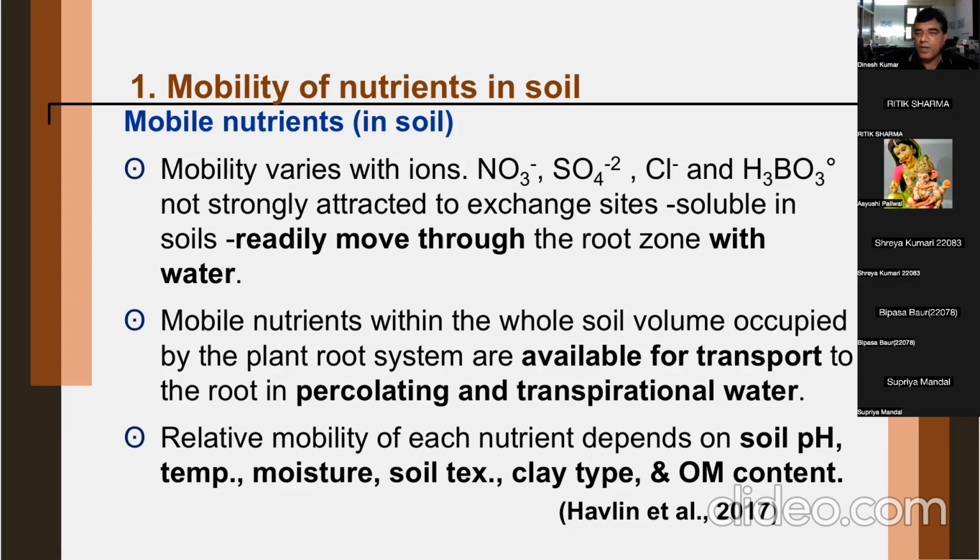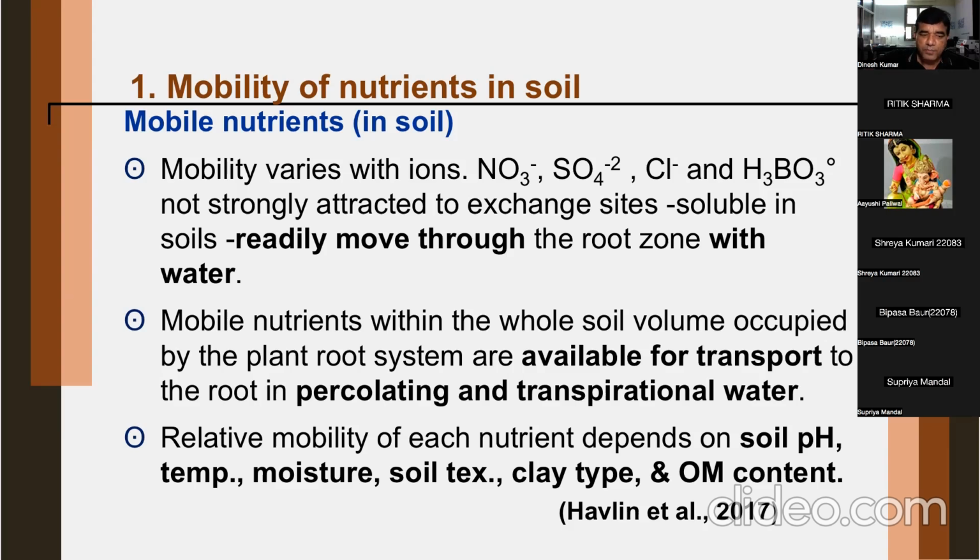As you know, in soil water moves, so these mobile nutrients can easily move along with the water or through diffusion, and they can be easily accessed by the roots. The relative mobility of each nutrient depends upon soil pH, because soil pH can affect mobility. For example, in the case of phosphorus, the mobility is low because at either lower or higher pH it precipitates or fixes phosphorus.